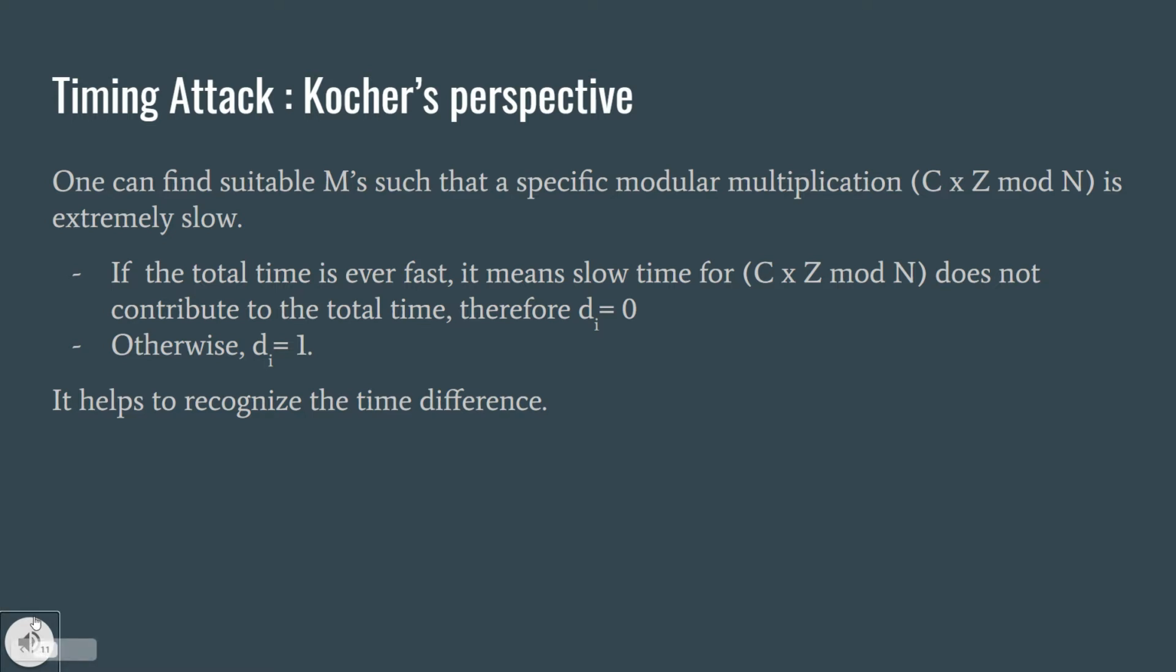From the attacker's perspective, one can find suitable m's such that a specific modular multiplication, C times Z modulo n, is extremely slow. If the total time is ever fast, it means the slow time for C times Z doesn't contribute to the total time. Therefore, di is 0. Otherwise, di is 1. It helps us to recognize the time difference.